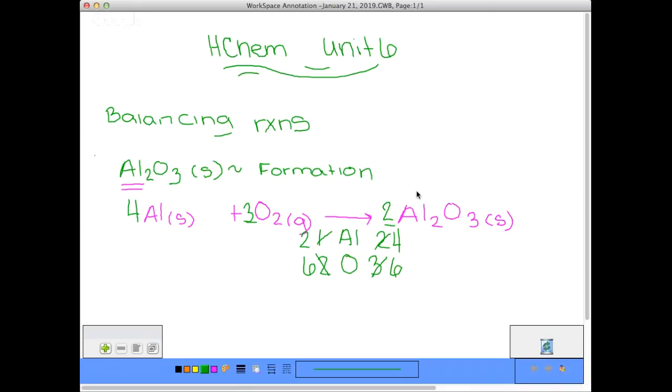We'll go into this in more detail. These are kind of like basic ones where they're fairly straightforward to balance, but there are ones that get a little bit more tricky. So we will go ahead and, hopefully, that answers the question about balancing reactions.